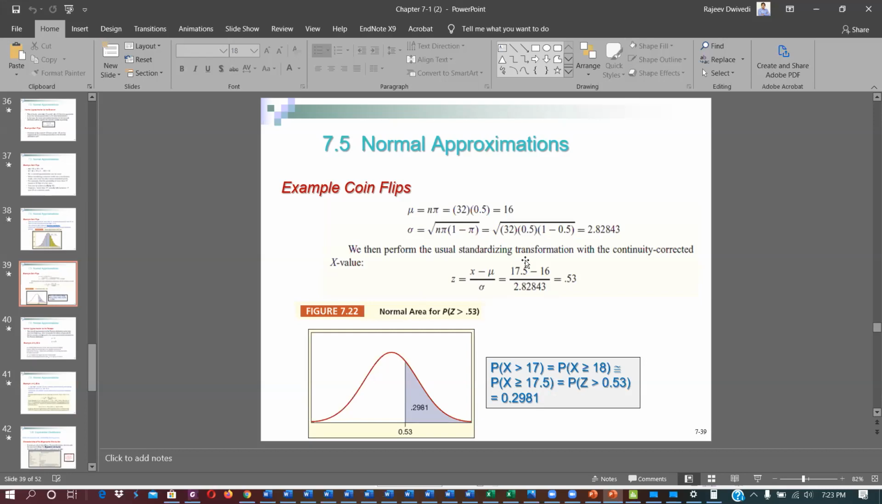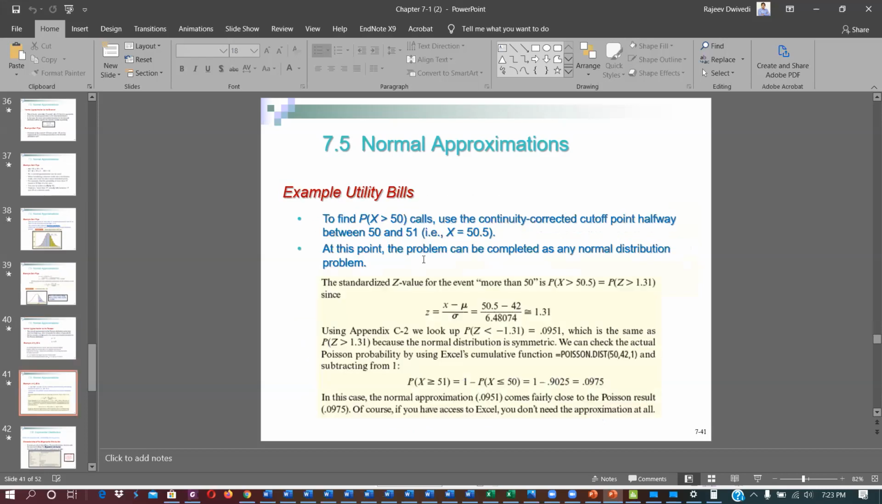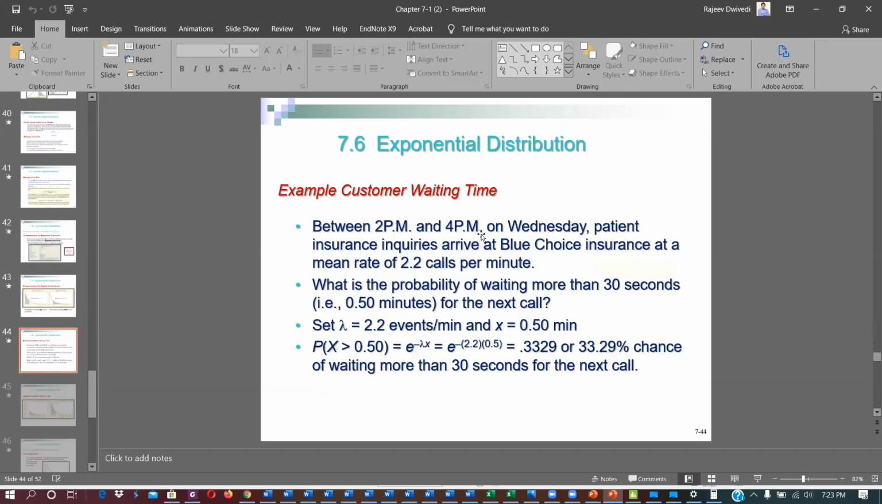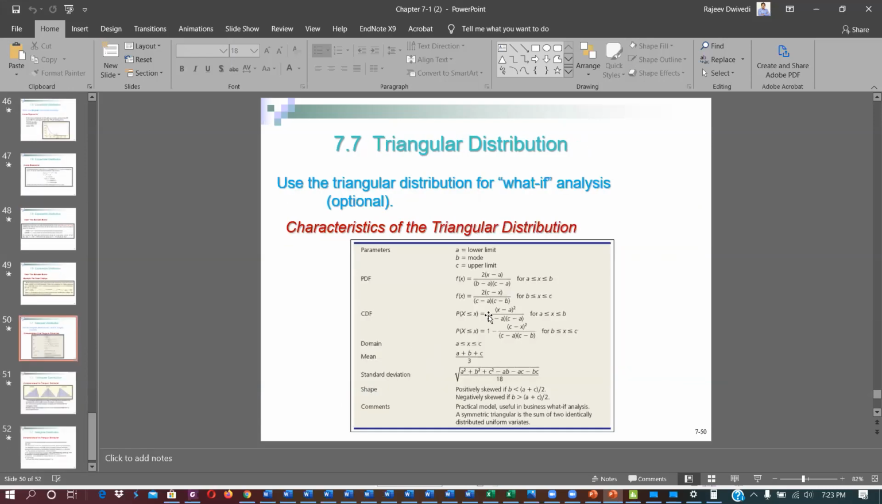Similarly, normal approximation for Poisson means you can convert Poisson distribution to normal. You just need to set mu equal to lambda, and sigma equal to square root of lambda. And now we have the exponential distribution. This is not so important, and the same goes for the triangular distribution.